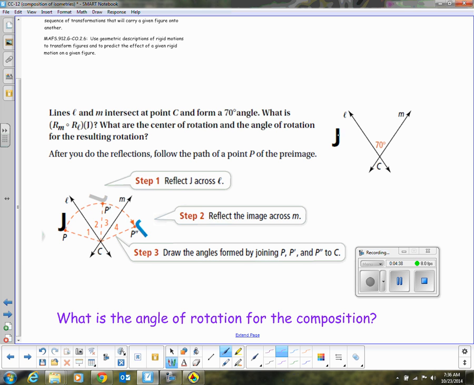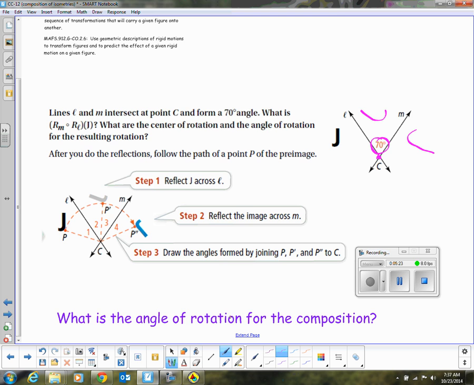No. J will be flipped over L, so it's going to look something like this, and then it's going to be flipped over M. So I think it's going to look something like this. So when we rotate, how far will that be? I didn't do a very good job on that. The hook would be like the other way. It should look more like this. Better? Okay, so if I rotate this to here, it is not a 70-degree rotation. What is it? 140.